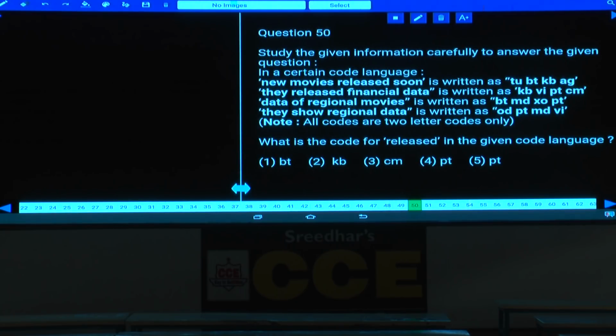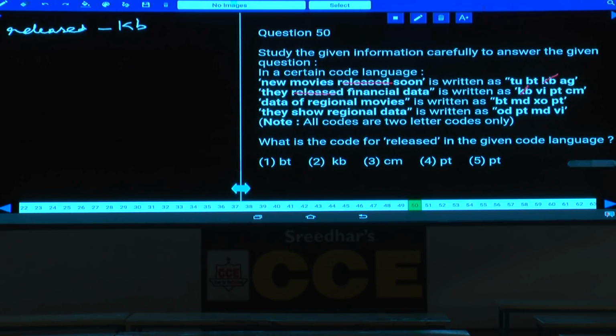Now, can you compare the first and the second statements? New movies released soon. They released financial data. Then what is the word which is common here? Released is the word which is common between these two. As released is common, tell me what is the code common between them. TUBT KB. KB is the code which is common, and the code to the word released is KB.